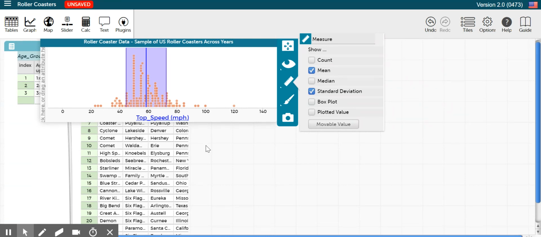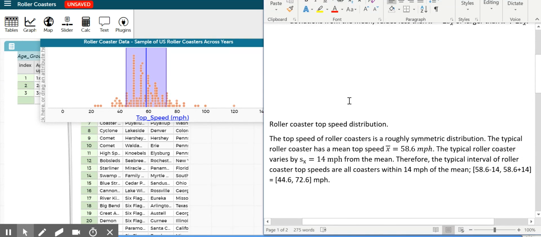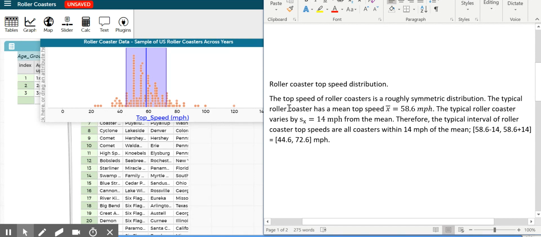Okay, so let's add some words to our analysis here. The roller coaster top speed distribution. Okay, the top speed of roller coasters is a roughly symmetric distribution. The typical roller coaster has a mean top speed of 58.6 miles per hour. The typical roller coaster varies by a standard deviation of 14 miles per hour from the mean. Therefore, the typical interval of roller coaster top speeds are all coasters within 14 miles per hour of the mean.